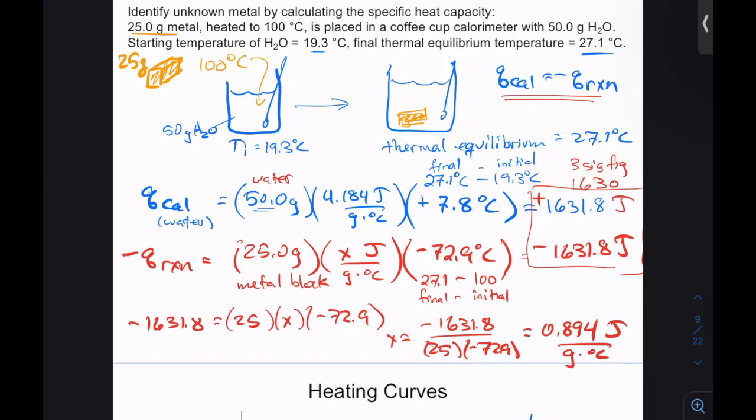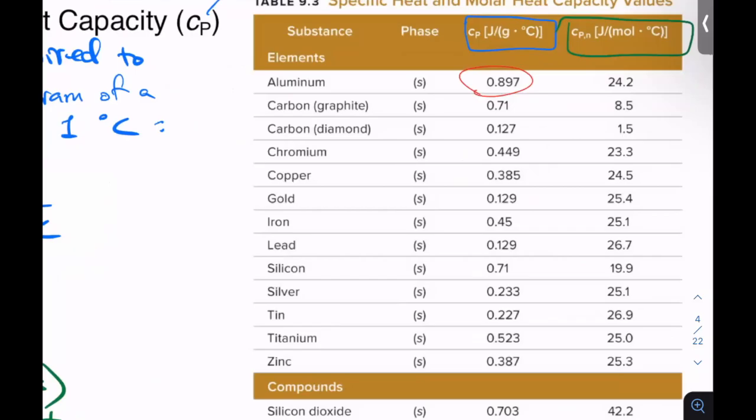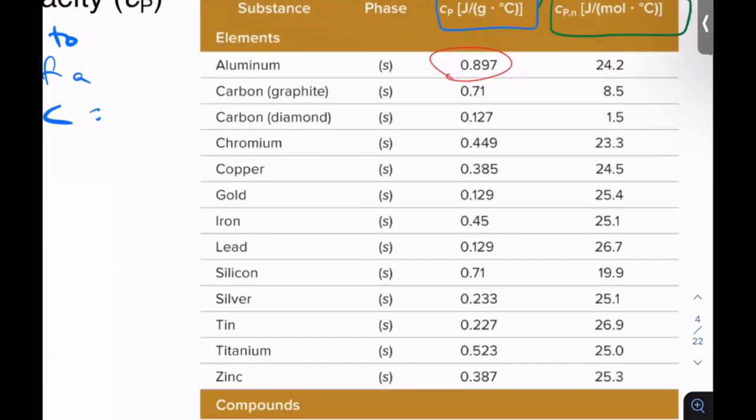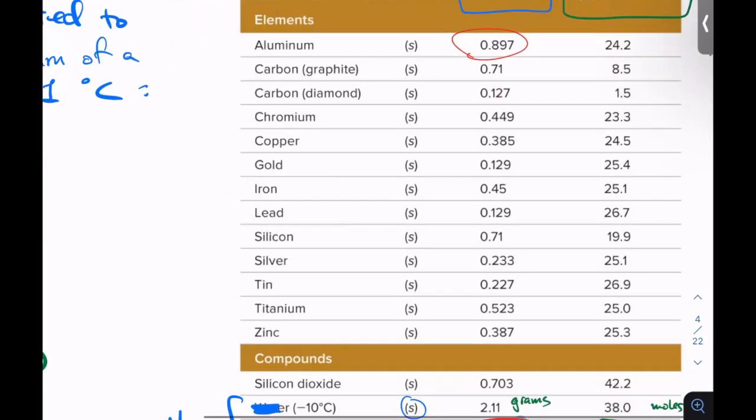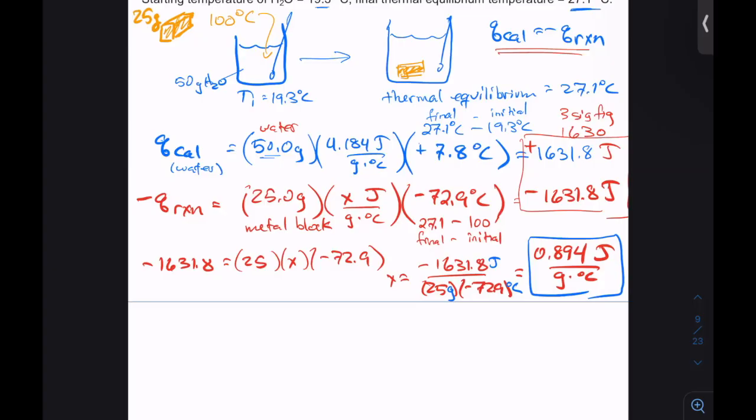Let's put the units in now. I just put the numbers in there. This is joules, this is grams, and that's degrees Celsius. Okay, so this is our specific heat capacity that we calculated for our unknown metal. Now we need to figure out what it is by comparing it to a table of knowns. So 0.894, and I gave you that table here. Oh, look, it's already circled because I was talking about it earlier. It's aluminum. 0.897, we calculated 0.894. So it's aluminum.